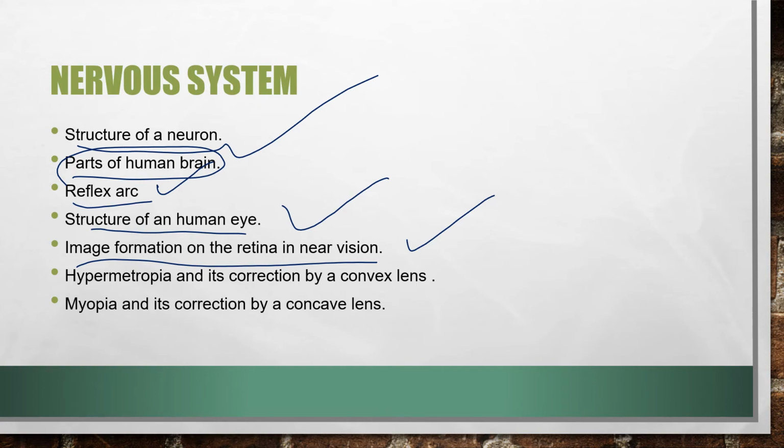Next comes hypermetropia and its correction by convex lens. Next is myopia and its correction by concave lens. So these are all the main important diagrams of eye, nervous system, neuron, brain, and reflex arc. And this is human eye, hypermetropia, image formation on the retina, and myopia and its correction.